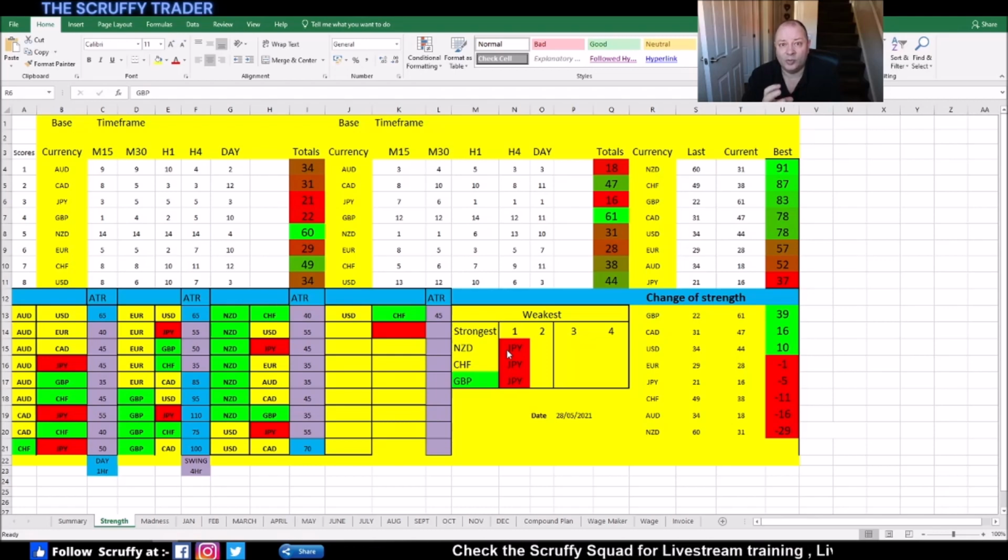All right, because that's what I'm looking for. I'm looking for movement. Right, so it's New Zealand, JPY. New Zealand strongest, JPY the weakest. Cool. I will then come down here. However, I won't trade that.